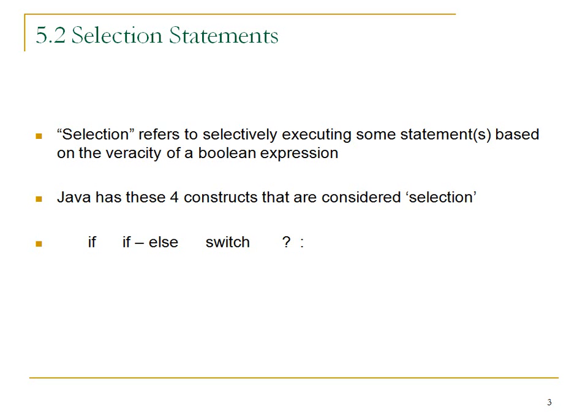Okay, the selection statements in Java. And selection means that we're going to selectively execute some statements, and it will always be based on the truthness or the veracity of a Boolean expression. So there are 4 of them. The if, and then an if statement with an else clause, the switch statement, and then this strange looking thing, which is really an operator, and it's called the conditional operator, or some people call it the ternary operator. So let's look at the if statement first.